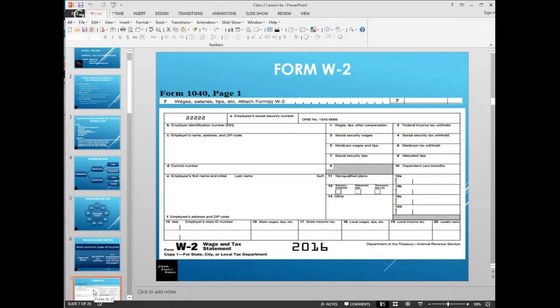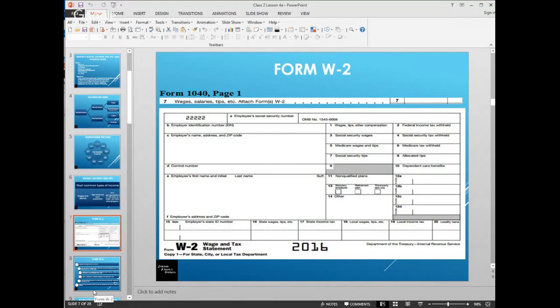So this is the W-2. The W-2 is the primary document that's used for reporting of income for wage or earned income. When you actually work for somebody else in someone else's business, you receive W-2s. The W-2 is reported on line 7 on the 1040 at the beginning of page 1. And this is what a sample W-2 would look like.